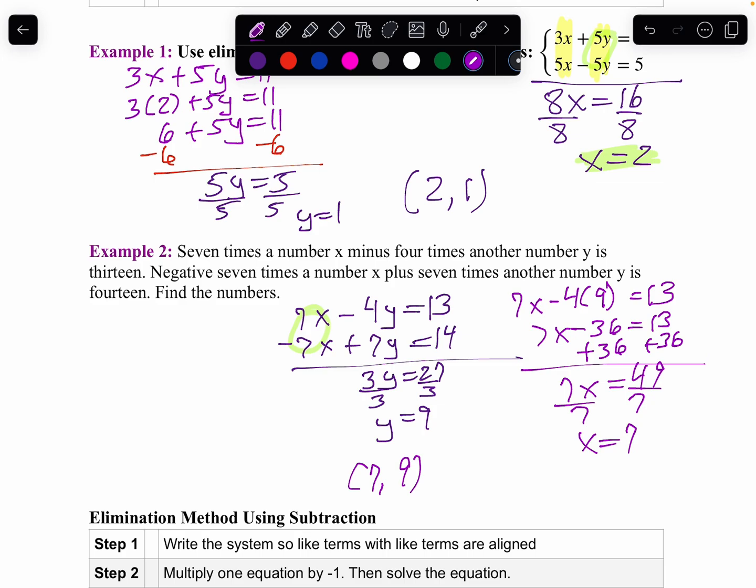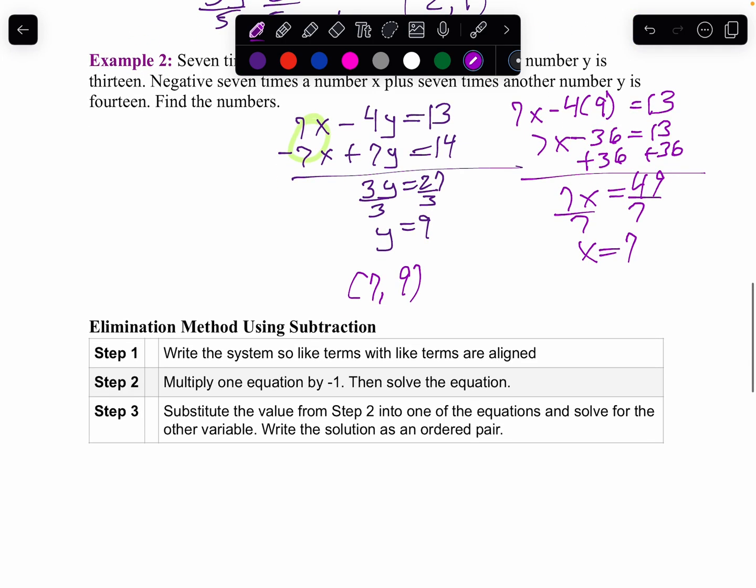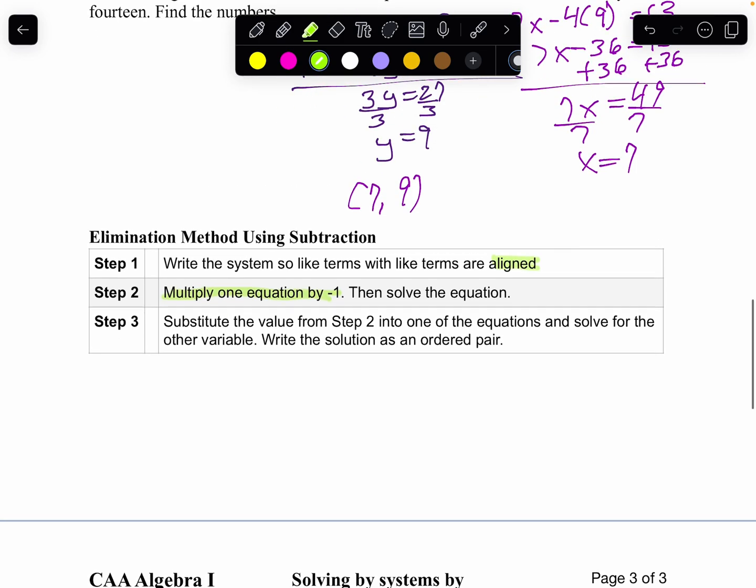Now, what happens if they're not opposites? Well, if they're not opposites, but they're still the same number, that's what you're going to have today. You won't have anything else. Things more complex we'll do in the next lesson. What I'm going to do is get them lined up just like I did before, but then I'm going to multiply one of my equations by -1, so one of my variables cancels. And then I solve it the same way. And we'll do that in the next video.